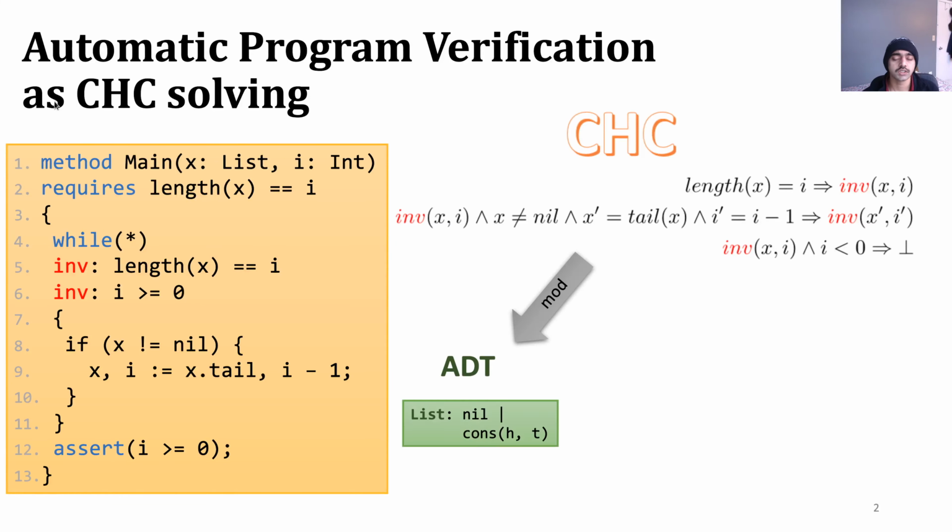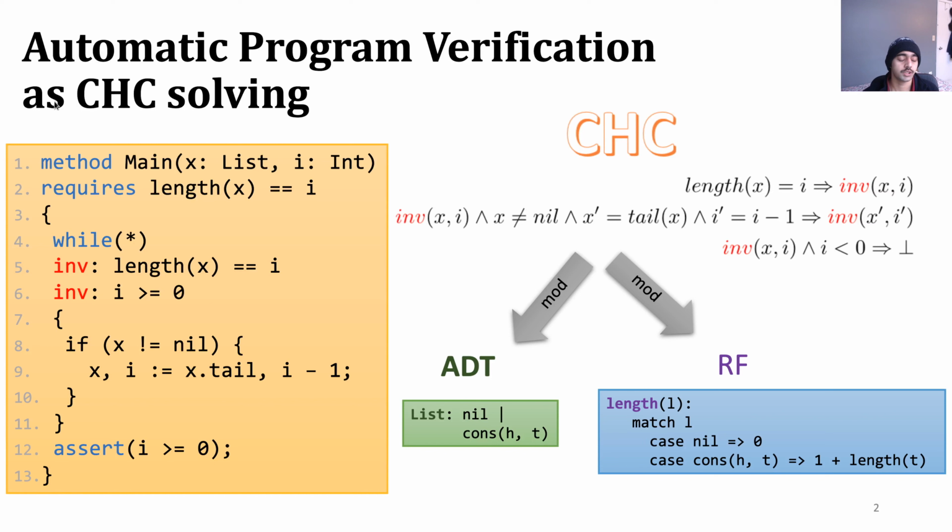In our case, the set of constrained Horn clauses will contain algebraic data types in order to capture variables like x, which are of type list, and recursive functions in order to capture properties of list variables like the length of the list.